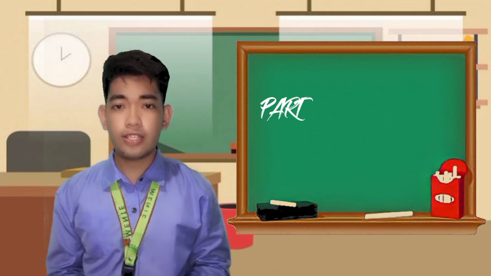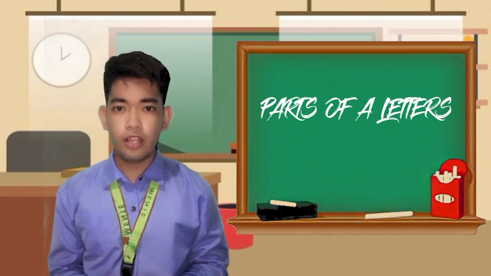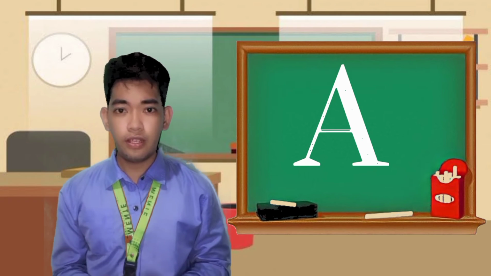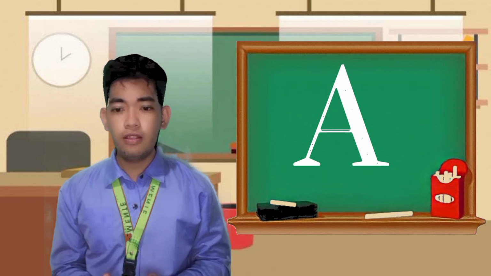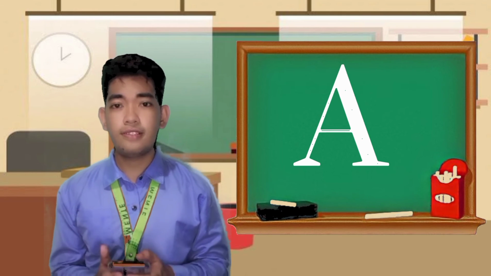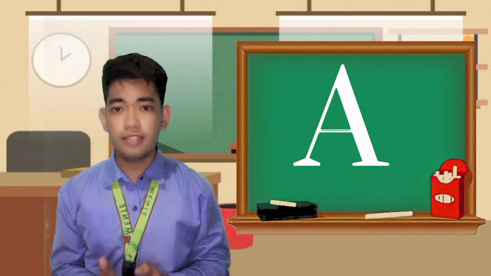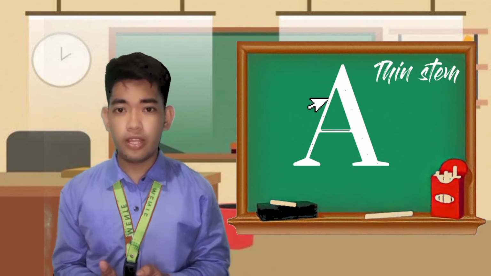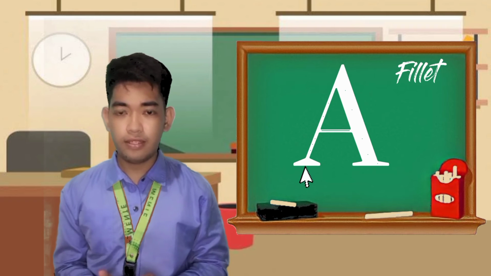I have here an example of letters that shows the different parts of it. First, the crossbar, this is the serif, this is the thick stem, this is the apex, this is the thin stem or the hair stem, and this is the fillet.